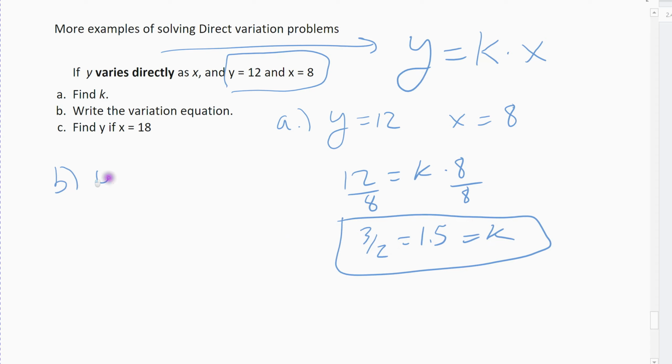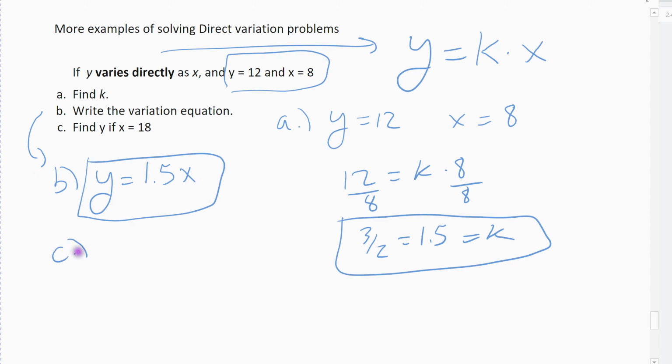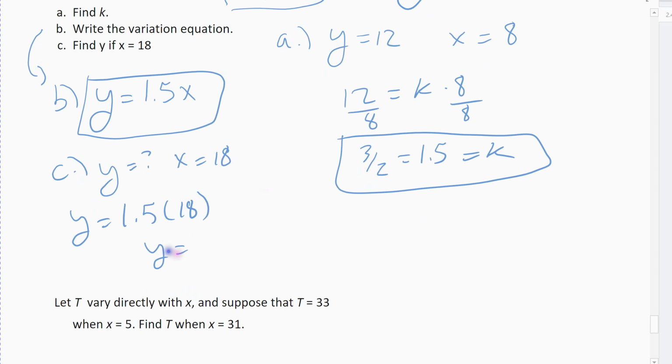All right, then write the equation. So y is 1.5 times x is the exact variation equation. So there's the variation with the known k. And then we usually ask you to use it. All right, so there's the variation equation. And then see what's y when x equals 18. All right, so y equals 1 1/2 times 18. So y is 27, or sorry, yeah, 27, that's right. All right, 27 when you take 1 1/2 times 18.